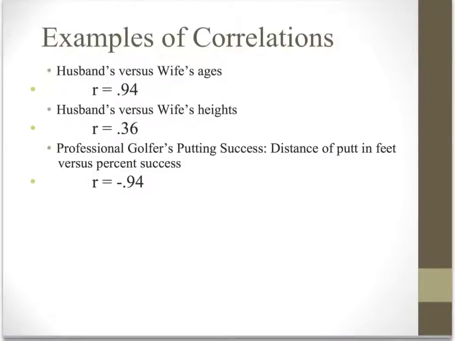Some examples, if you do a study and look at these things. Husbands versus wives' ages. The correlation coefficient on that one is 0.94, so that's a pretty strong linear relationship. But when you look at heights, you only get 0.36. It's a much weaker relationship, but it's still in the positive direction. And golfers' putting success. Distance of putt versus percent success. It falls in a very linear relationship. It's a very strong relationship, and it's in the negative direction.